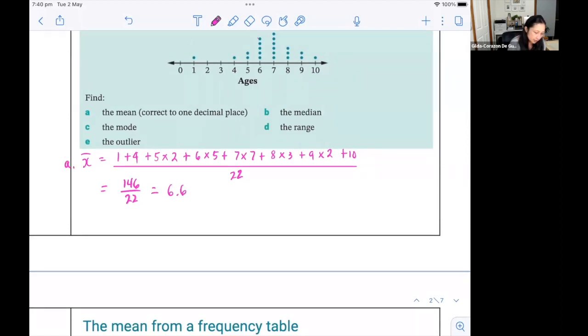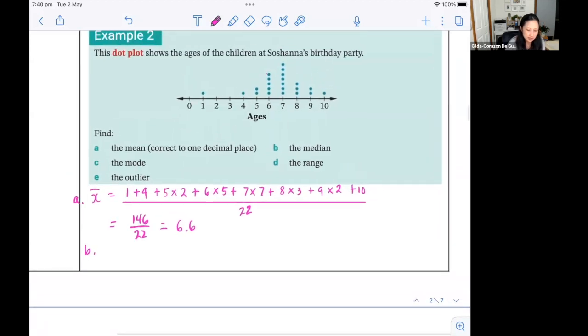Okay, and that's for us to get the mean, right? How about B, the median? Right, so the median there is the middle score. Well, we know there's 22 scores. If you can imagine them as an array, then maybe the top row would have 11, the bottom row would have 11 as well. So you're looking for the 11th and the 12th score.